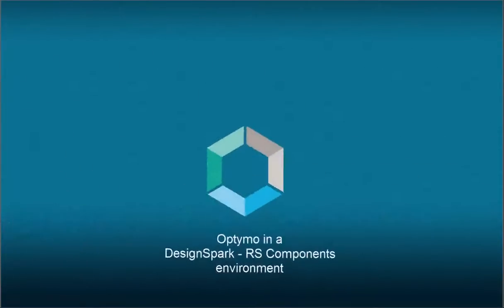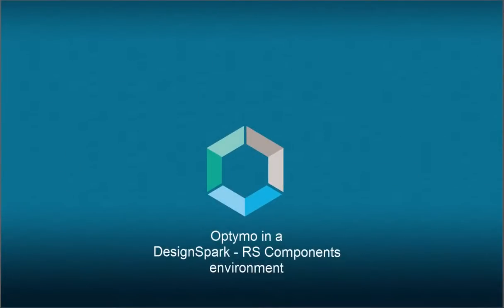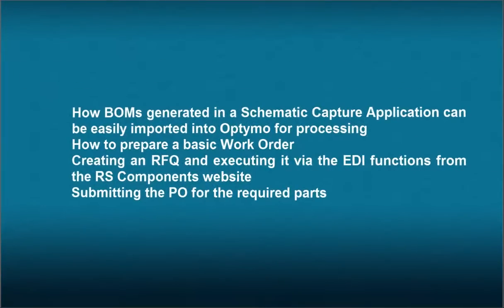Today's topic is using Optymo's powerful features in a DesignSpark RS components environment. This short video will cover the following topics: how BOMs are important to Optymo for processing, how to prepare a basic work order, creating an RFQ and executing it via the EDI functions from the RS components website, and finally, submitting the PO for the required parts.